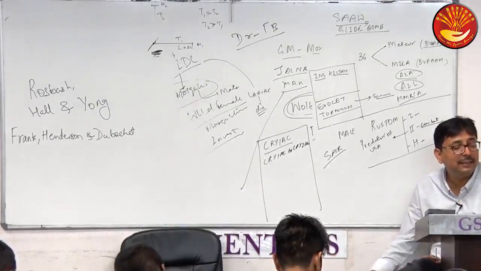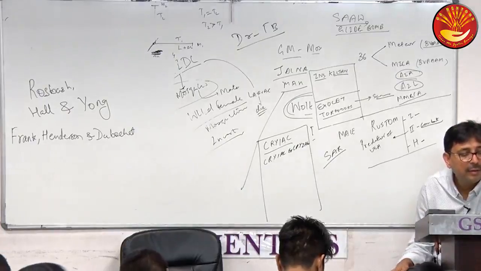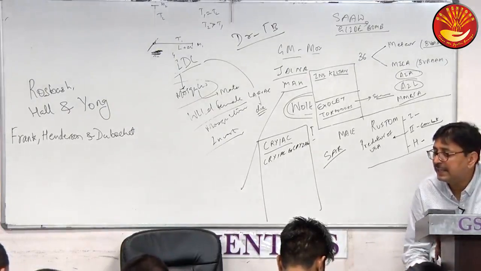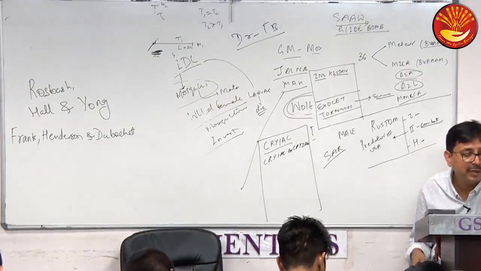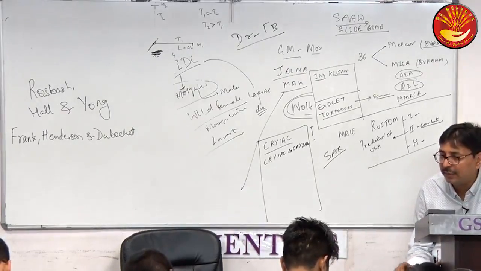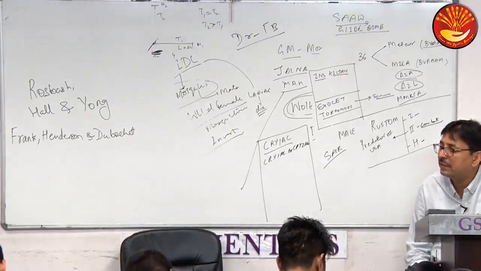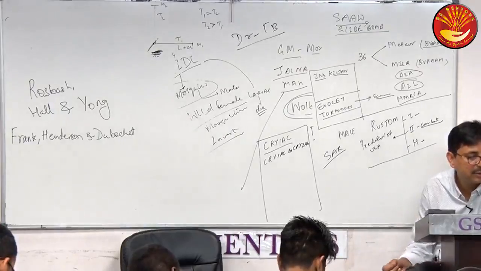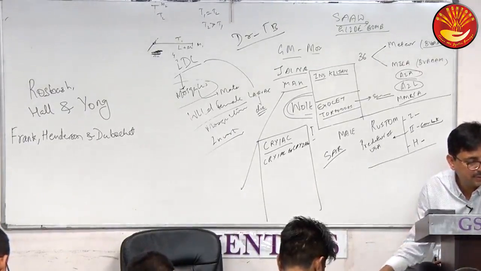Next, INS Kiltan. It belongs to Kamorta class, which is for anti-submarine warships.